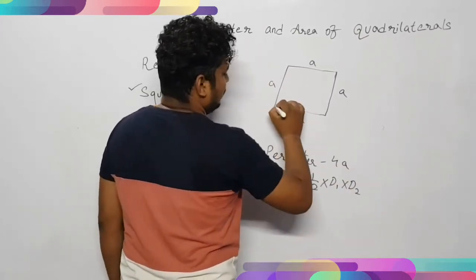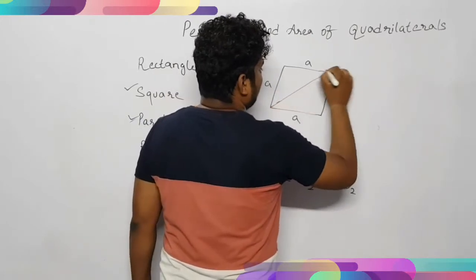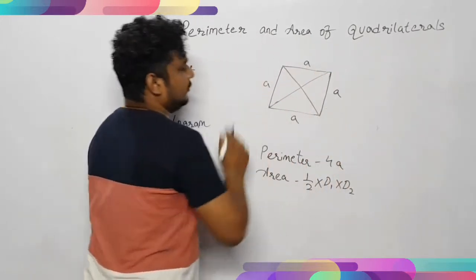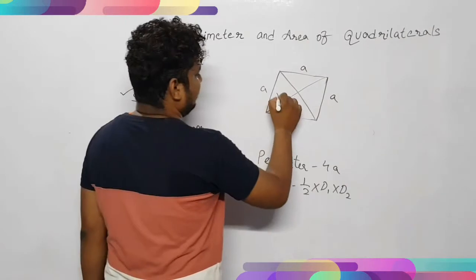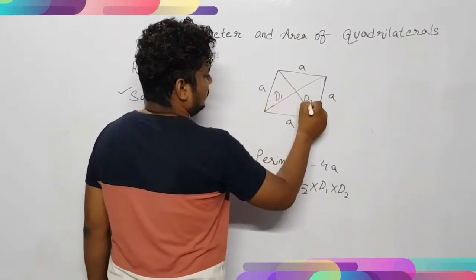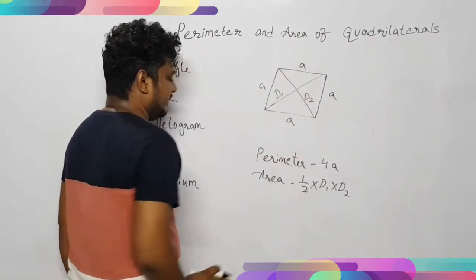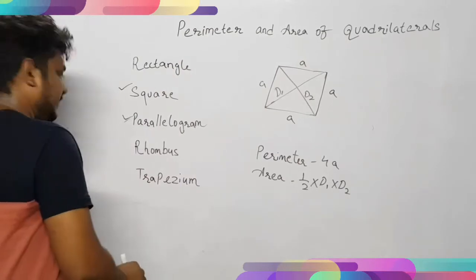What are d1 and d2? d1 and d2 are the diagonals. The area is half into the product of the diagonals. Suppose this is d1, then this will be d2: from here to here d2 and here to here d1. So these were the things.